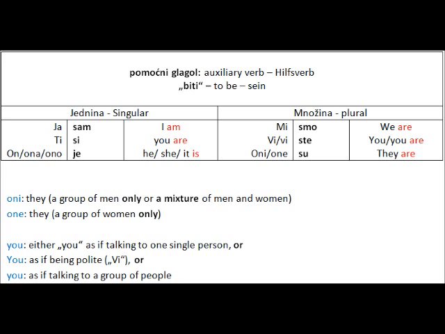Let's look at the singular forms of the present tense. Ja sam, ti si, on, ona, ono, je. I think I stressed it a little bit too much here, so let's try it again. Ja sam, ti si, on, ona, ono, je. Which means I am, you are, and he, she, it is. So if we say ti si, or you are, we are talking to one person that we know well, and we are not being polite.